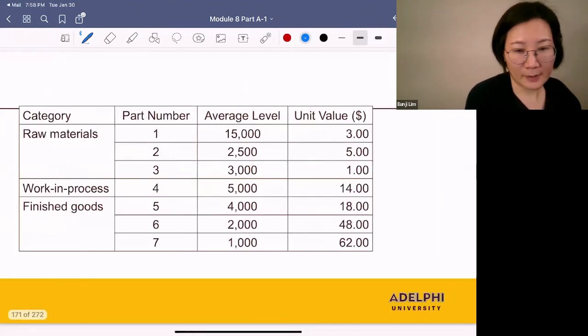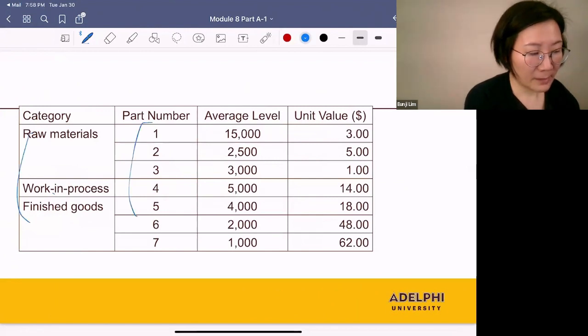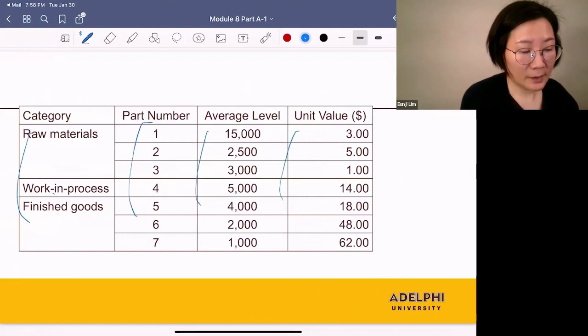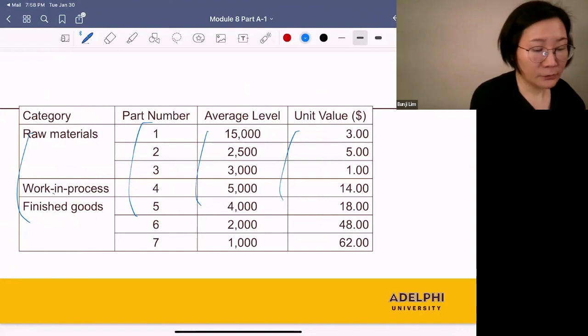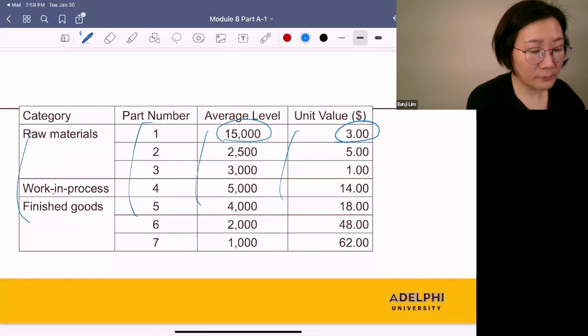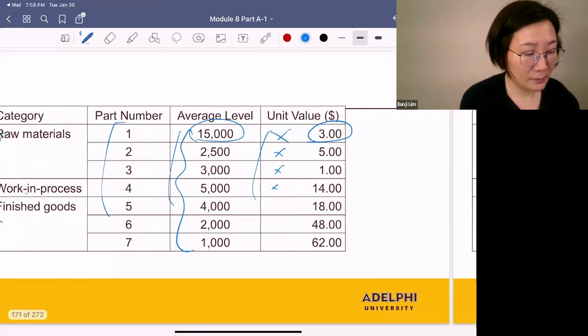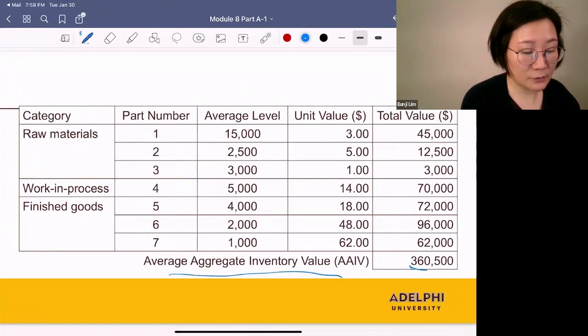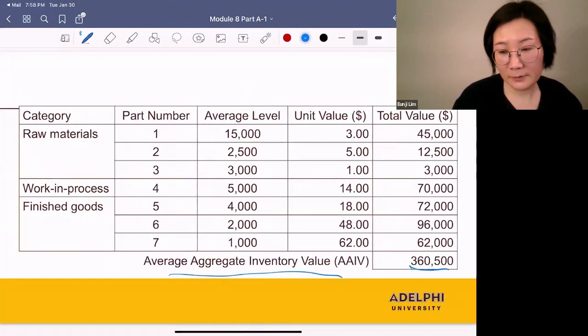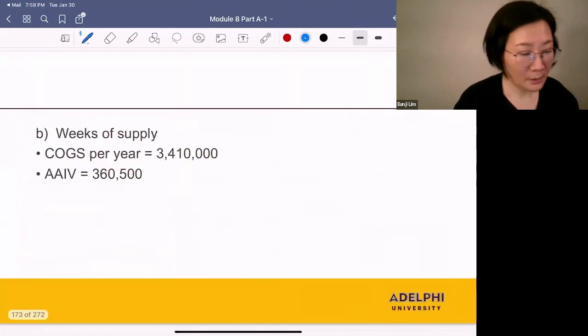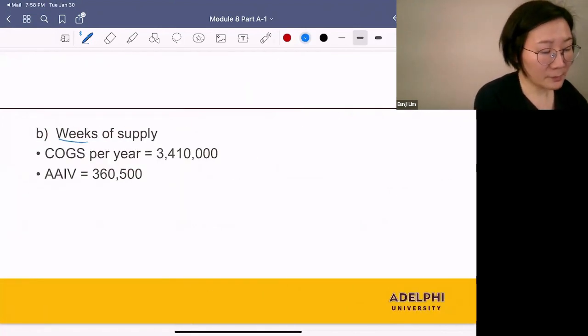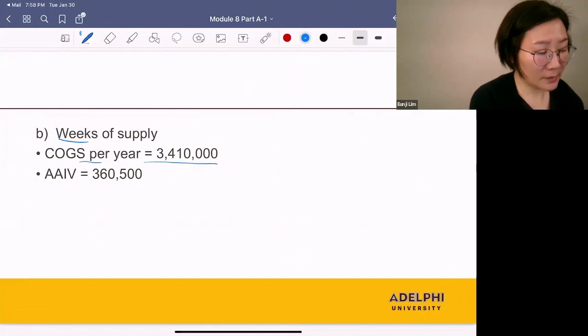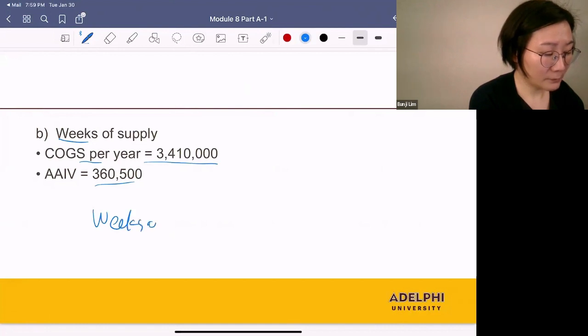In this table, we have the types of inventory, part numbers, average levels, and unit values. So to compute AAIV, we need to multiply the average inventory level by a unit value, and then you have to add them up. And you get AAIV, which is 360,500. So let's try the weeks of supply.